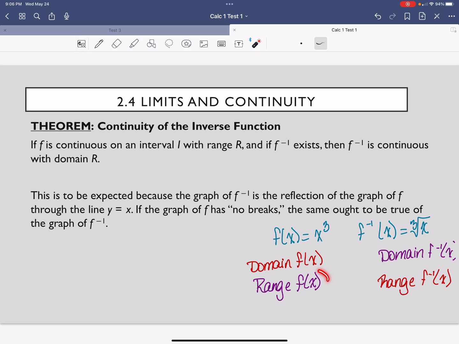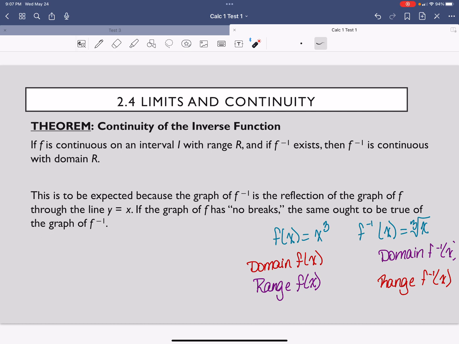So if the range of f of x is continuous, then the domain of f inverse is continuous. And remember, f inverse is a reflection of the graph of f through the line y equals x. Okay? So that's just a little bit of a reminder about how your inverse functions work.